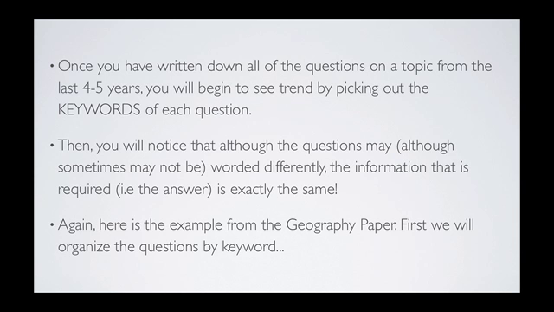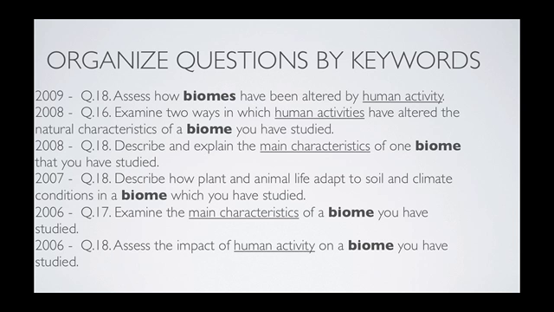Again, here's the same example from the geography paper, and what I've done is organize the questions by keywords. In this first example, we've got 2006 to 2009, and just look at how every year the following keywords are evident. We've got biome, human activity, human activities and biome, main characteristics and biome, biome again, then main characteristics and biome, then human activity and biome. So you can see that what's being asked of you is the same every single year. It just may be worded a little bit differently.